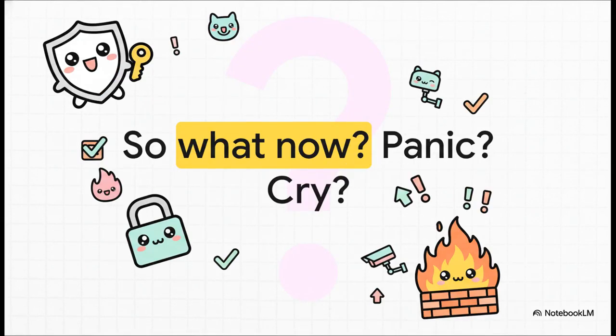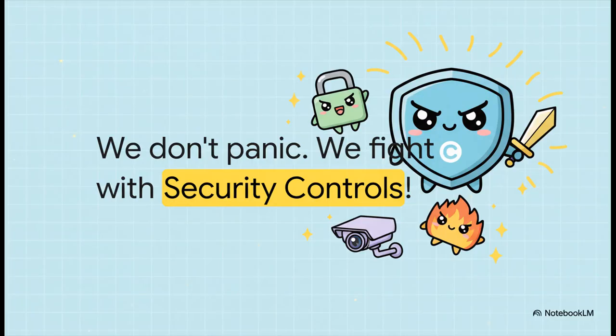Okay, so with all that risk just hanging over our heads, what are we supposed to do? Do we just, I don't know, panic, curl up in a ball and cry? Nope, not happening. Not on my watch. We don't panic. We fight back. And the way we fight back, our big weapon in this whole thing, is something called security controls. This is how we actually stand up and defend ourselves.